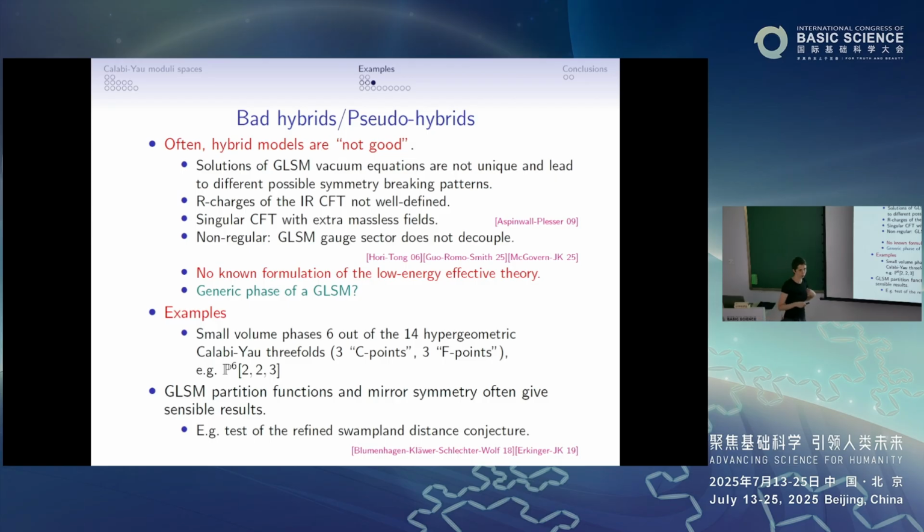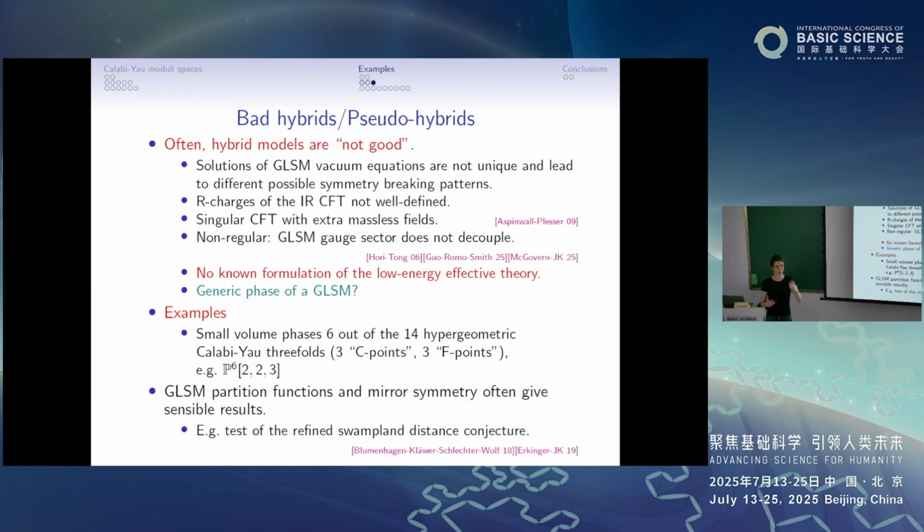In non-abelian GLSMs, something even worse can happen. Hori and Tong call this non-regular: the gauge sector of the GLSM doesn't fully decouple, and so you don't really have a proper Higgs branch anymore. So I think what all of these bad phases have in common is that there is no known formulation of a low energy effective theory in terms of an action.